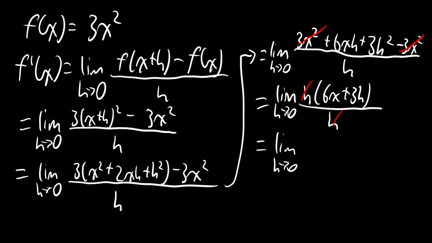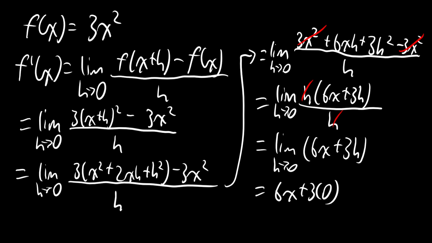The goal of using first principles is to get rid of the h in the denominator. That way we can directly plug in h equals 0 from the limit using direct substitution. So we can do 6x plus 3 times 0, which is equal to 6x. And there you go. There's your answer.